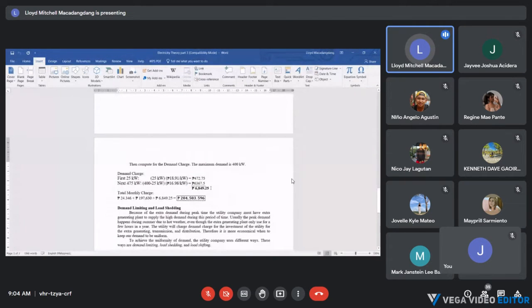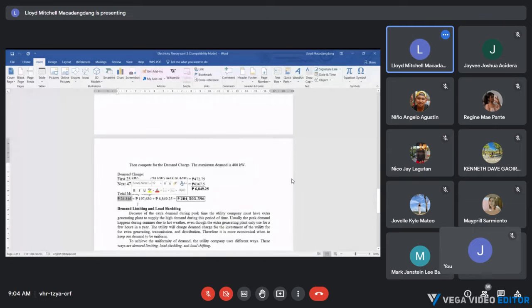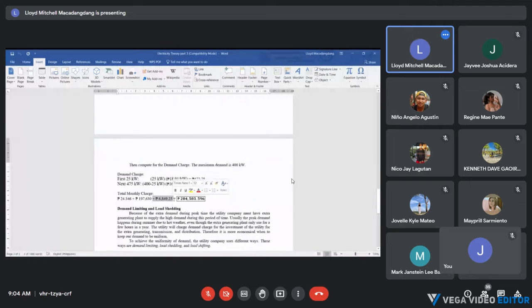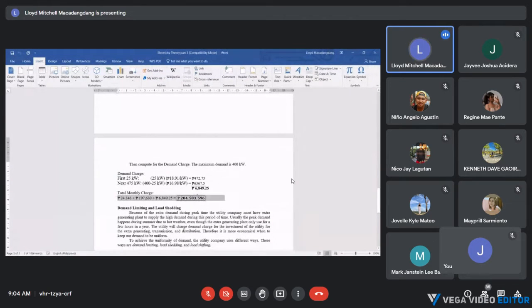So we have a demand charge of 6,849.25 pesos. The total monthly charge is the energy charge consumption plus the demand charge consumption. Adding them, we will have a total monthly charge of 204,503.596 pesos. That is our final answer for the total monthly charge.